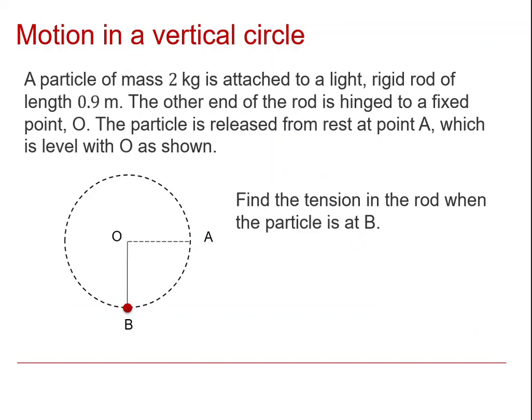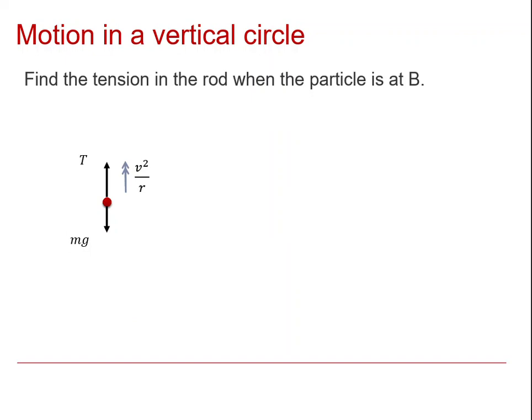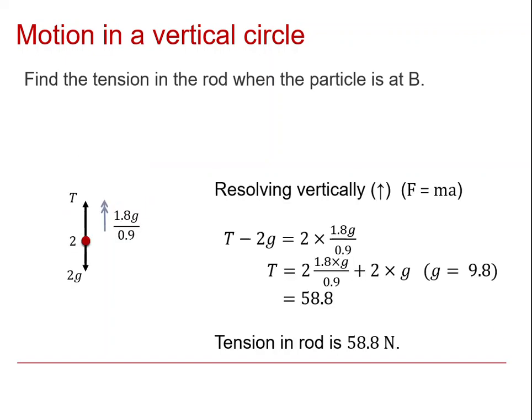Now that has to involve forces, so let's draw a force diagram. There we are. It's a straight up and down T and mg at the bottom, and we've got the acceleration v squared over r corresponding to the speed v to the left. Well, we've just worked out v squared. It was that 1.8g. So there's the diagram again with the 1.8g in.